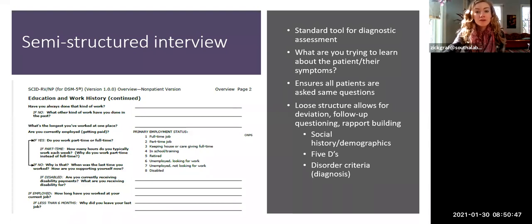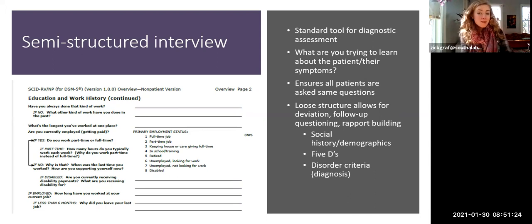Probably the most important part of a diagnostic interview, so a clinical interview that's designed to figure out what type of psychopathology a person is experiencing and how best to help them, is the semi-structured interview. So this is a relatively standardized tool that basically starts with the question, what are we trying to learn about this person through asking them questions. And then the semi-structured interview actually includes a list of questions that ensure that we ask all the questions that we need to ask to answer our initial question, and to make sure that all patients get asked all of the same questions. It helps to reduce bias coming from clinicians in making diagnoses.